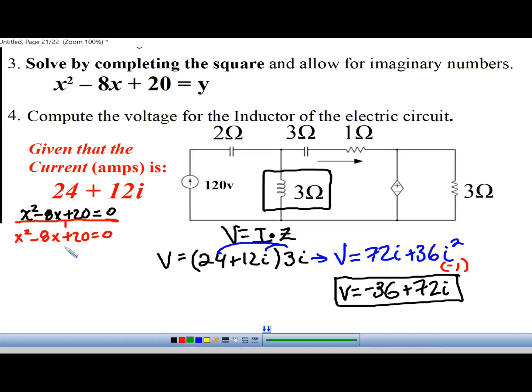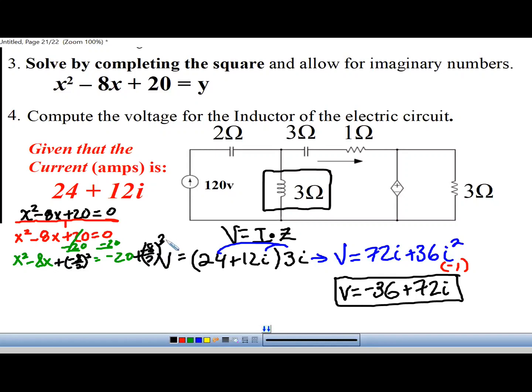Next, get rid of the constant. What is my constant? The 20. So I subtract 20, we get x squared minus 8x equals -20. Complete the square. How do we complete the square on the left side? So we take -8 divided by 2 squared, and we do that to both sides.